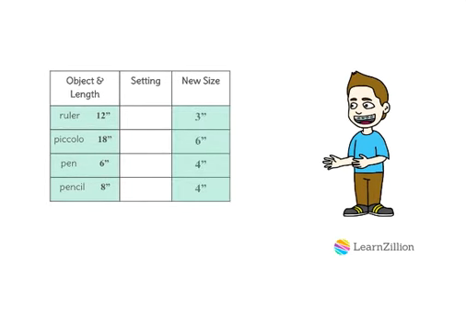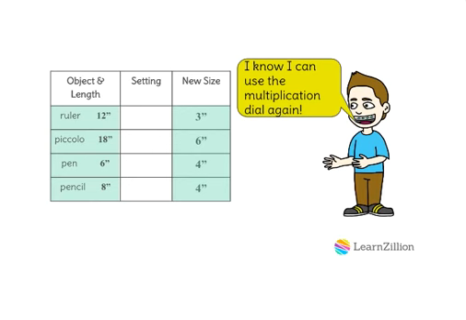Jacob insists that he can use the multiplication dial again to indicate the scale factor, but this time he is scaling the object down in size. Jacob also remembers that when he multiplies by a value greater than 1, the object's size increased. But how can he scale down using multiplication?